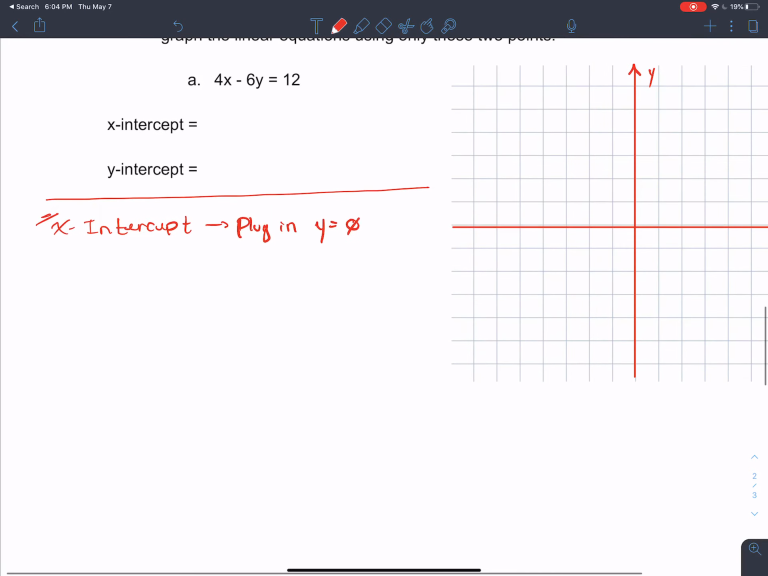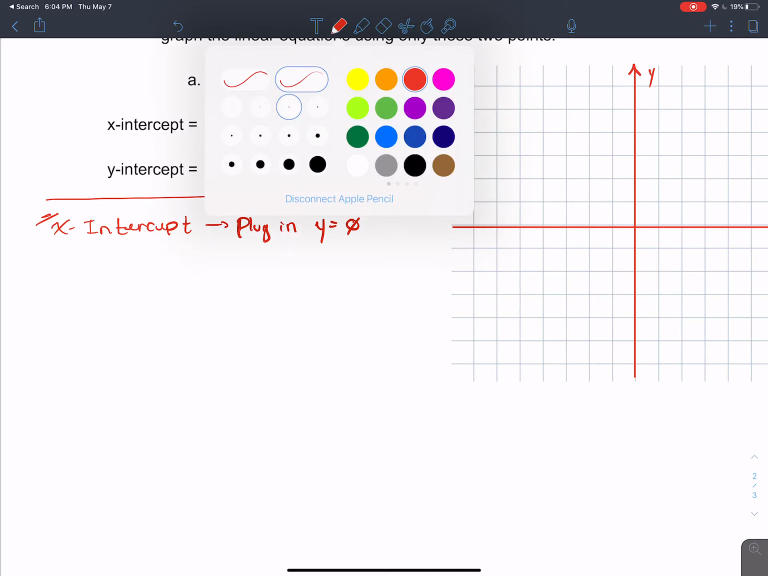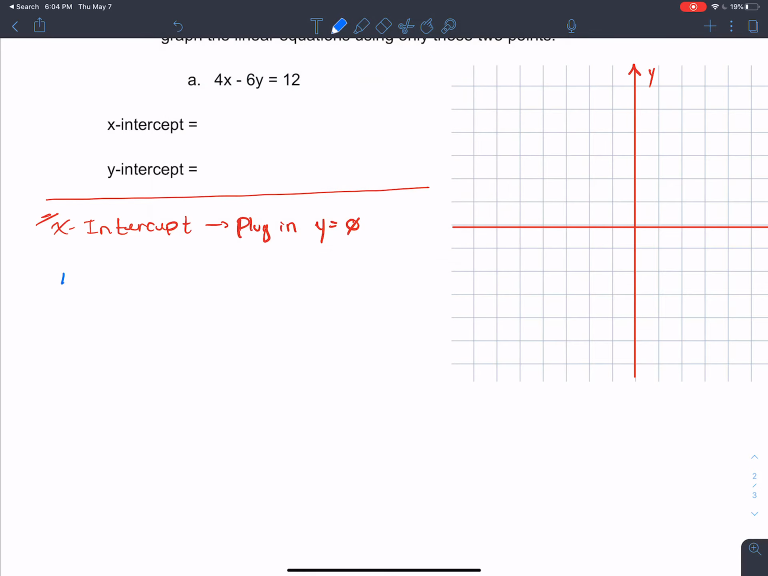Okay, plug in y equals 0. So we're going to do that, and let's do this in a different color just because I like to switch things up. Let's do 4x minus 6, open up my brackets, plug in 0, equals 12. So let's solve what's easiest to solve here. Anything times 0 is just 0, so negative 6 times 0 is just 0. All we're left with is 4x equals 12. We need to get this x on its own. Right now it's being multiplied by 4, so we need to do the opposite, which is divide by 4. And we get x equals 3.